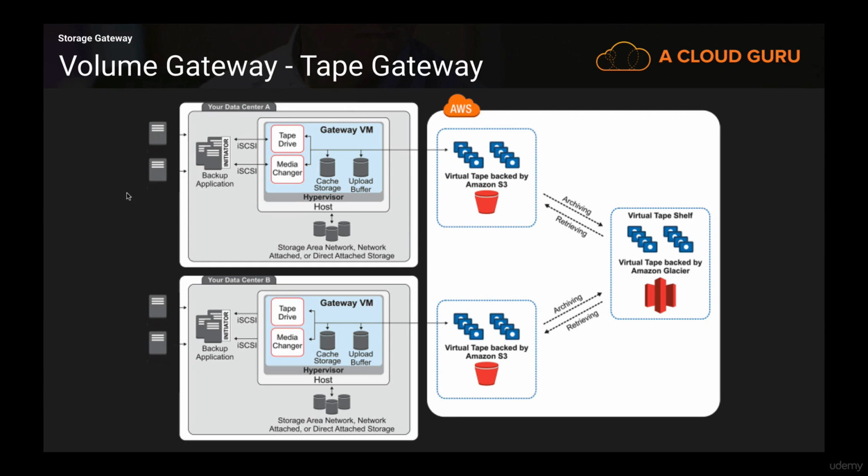So here's a good little diagram of what it looks like. You've got all your servers, they're connecting into your backup servers. So this could be NetBackup, this could be Backup Exec, it could be Veeam, whatever it is you use to do your backups. They then basically connect into the storage gateway. It's presented as a virtual appliance. It's connecting in over iSCSI. And then you've got your virtual tapes. These virtual tapes are then uploaded to S3, and then of course you'll have life cycle management policies where you can archive these off to a virtual tape shelf in Glacier.